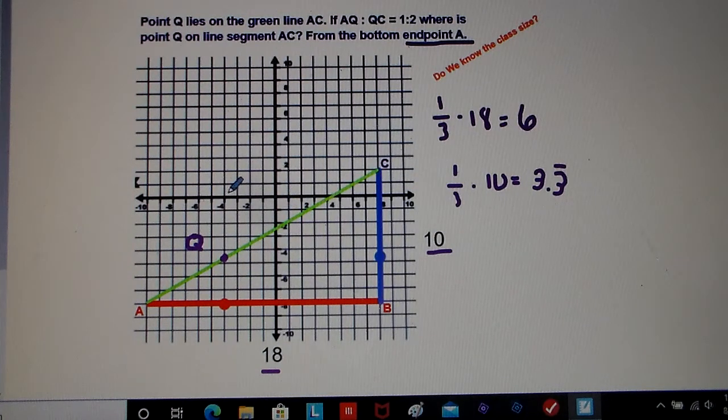So point Q is at -4, -4.6 bar notation. So -4, and it went down -4 point, and then 2/3 of the box, which is 0.6. And that's the location of Q. So you can see it's the same process, even when the sizes of the legs are different.